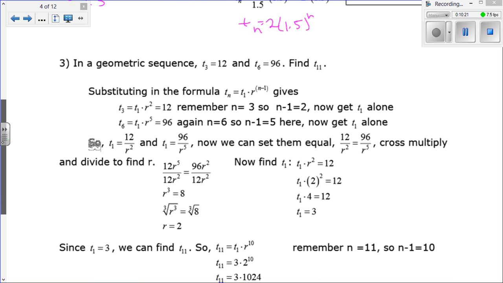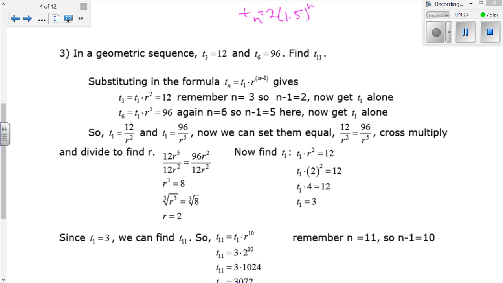So in a geometric sequence, t sub 3 is equal to 12, and t sub 6 is equal to 96. Find t sub 11. So what I've done is I have two terms, and I want to find a third term of the sequence. They tell us it's geometric, and because it's geometric, I have to use t sub n equals t sub 1 times r to the n minus 1. And in doing that, I can find some values here. I can find t sub 1 eventually.